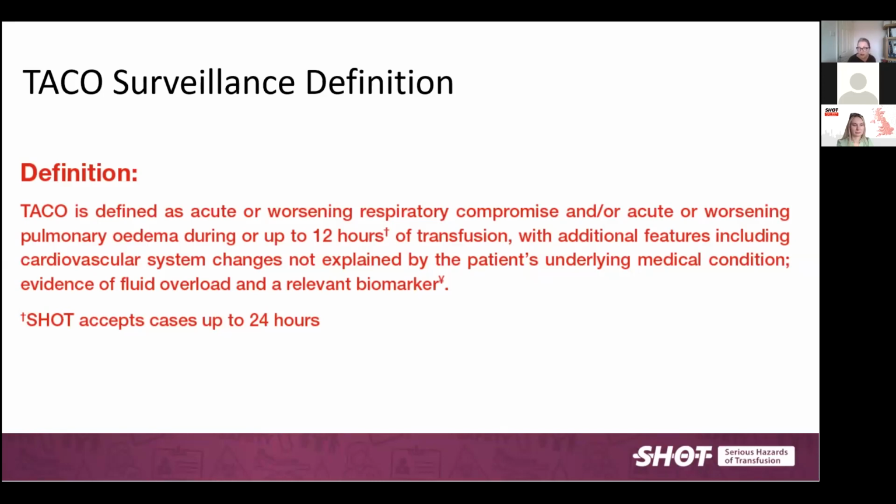And that biomarker is BNP, and I'll be talking a little bit more about that later on. There is also a little caveat there that says that SHOT accepts cases up to 24 hours. So that may be a little bit different on an international level by comparison. And I think in the last reporting year, we accepted 8 cases between 12 and 24 hours.